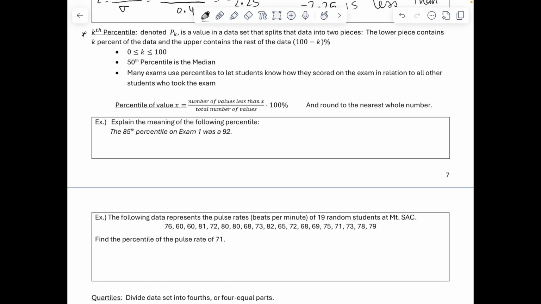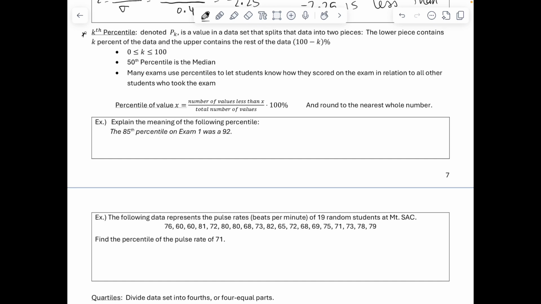which is denoted P sub k, is a value in a data set that splits the data into two pieces. The lower piece contains k% of the data and the upper contains the rest of the data, or 100 minus k%. So k will be a value between 0 and 100. It could equal 0 and it could equal 100. The 50th percentile is the median.